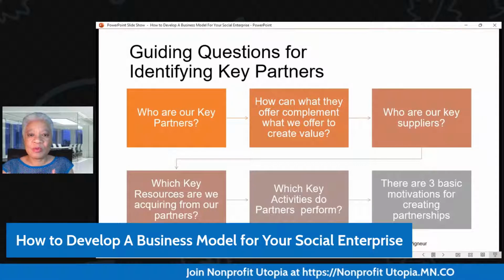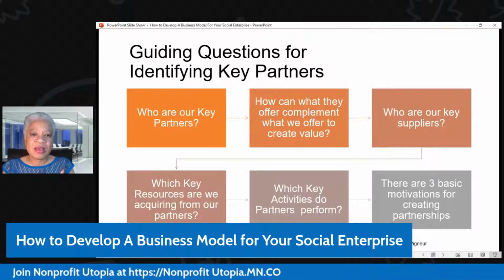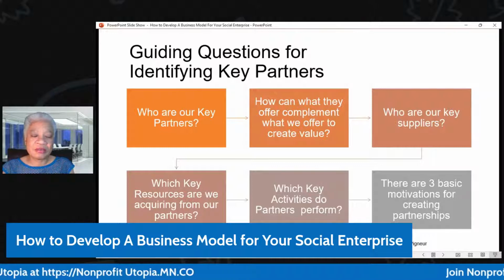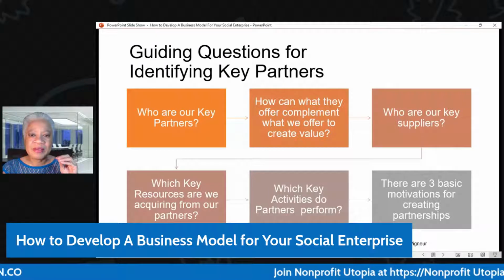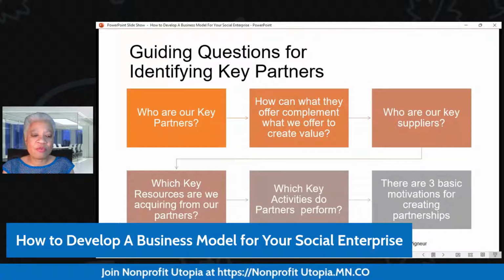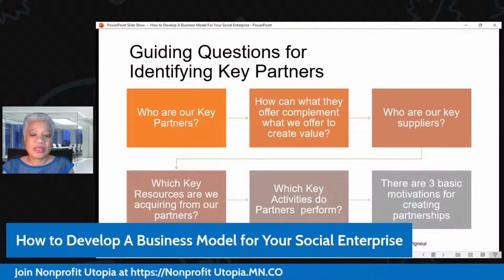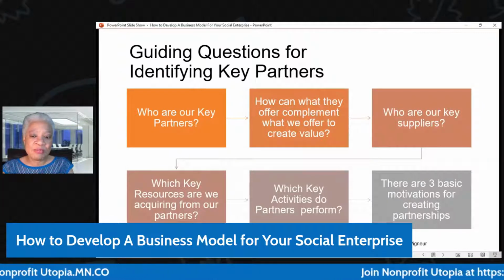And how do we work without getting in one another's way, without being competitive, without stealing one another's intellectual property and all that good stuff? Who are our key suppliers? Which key resources are we acquiring from our partners? Which key activities do they perform? Which key activities do we perform?